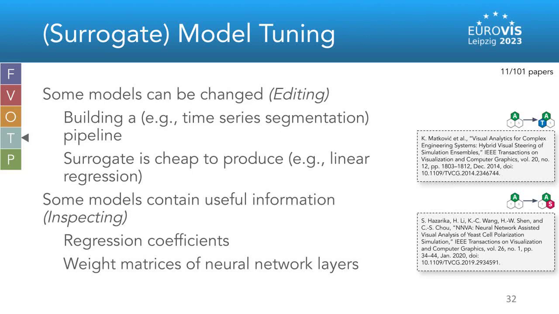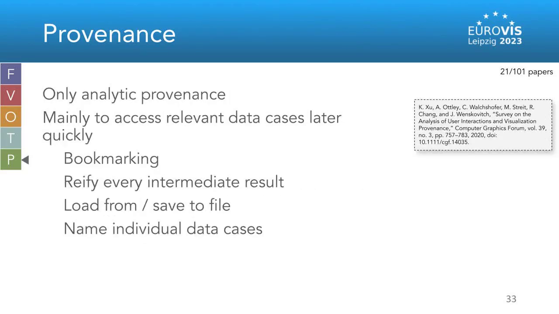Some models also contain information that may be useful to extract and show to the analyst. E.g., regression coefficients were used to quantify parameter sensitivity. Weight matrices of a neural network were inspected to confirm whether the neural network learned domain-aligned heuristics and dependencies. Finally, there is provenance, which was practically always analytic provenance to keep track of desired parameter settings and outputs. Bookmarking as in selecting desired elements which then show up in a separate list was the most common way to solve this issue.